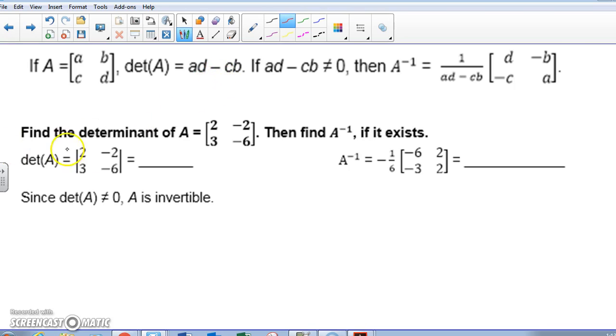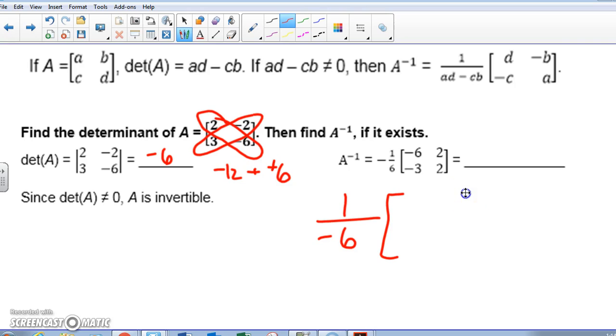It says find the determinant, okay? Go this diagonal, negative 12, minus this diagonal. The minus is part of the problem, so it's minus negative 6, which becomes plus 6. So the answer is negative 6. Then it is 1 over the determinant, 1 over negative 6, times, now I know it says it right there, but I'm doing it with you here, you switch those two, negative 6, positive 2, and these two you switch the signs only, negative 3, positive 2.